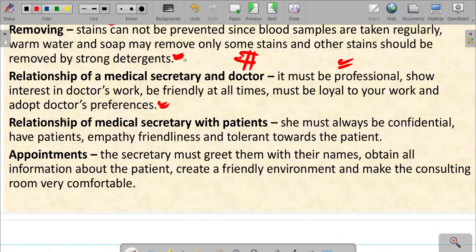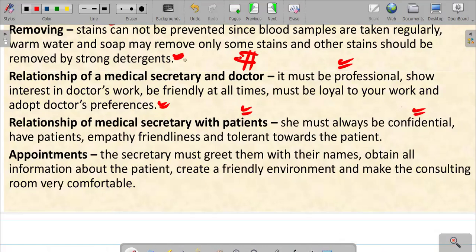And then the relationship of the medical secretary with patients must be confidential. We are saying the medical secretary must always be confidential. Patients' confidentiality, like we talked about. We talked about the confidential information the patient gives to the medical secretary.